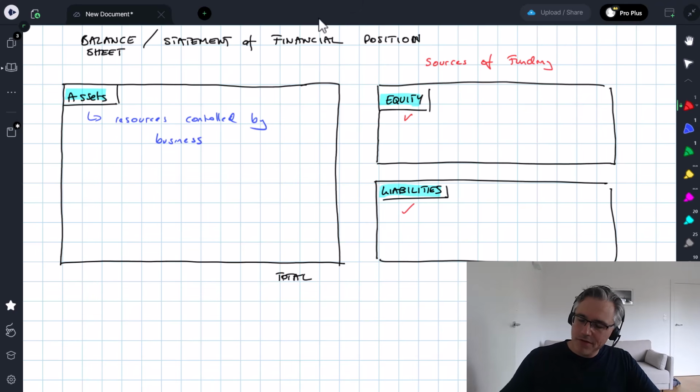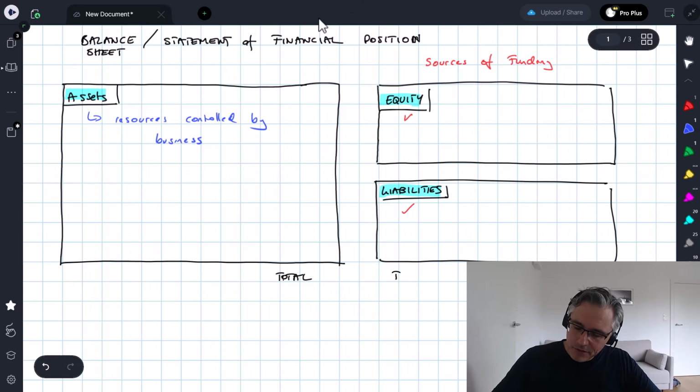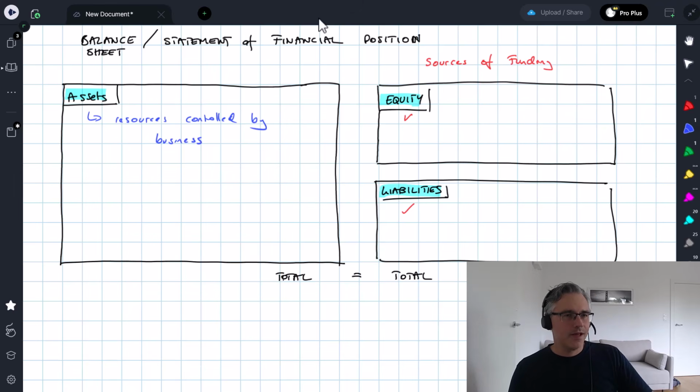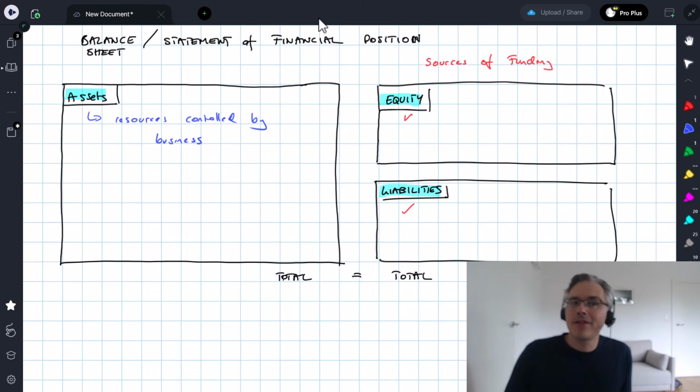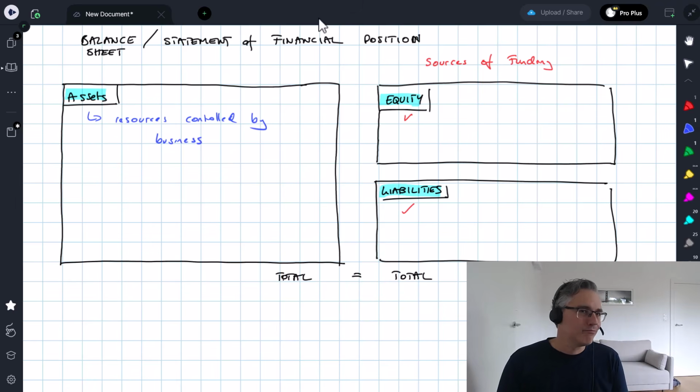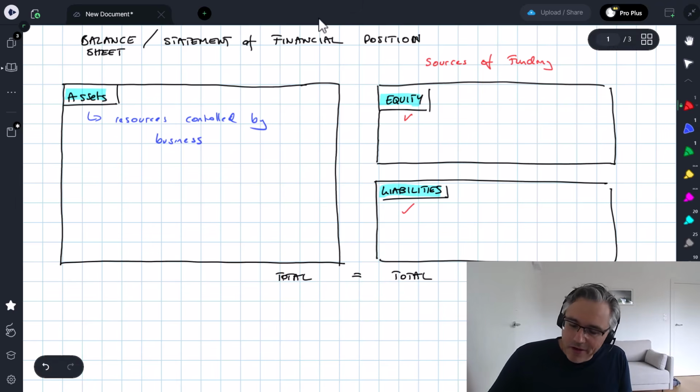And the important thing to appreciate is that if we compute the total over here on the right-hand side, we should get the same amount as for assets. So the value of the assets, what the business controls, has to be equal to the sum of all the sources of funding. That's a fundamental rule of accounting and the balance sheet. And this is why the balance sheet is called a balance sheet, because its two sides are supposed to be in a constant state of balance. And when I do the example with you, we're going to make sure that balance is actually retained at all times. Let's just provide a bit of a definition here.